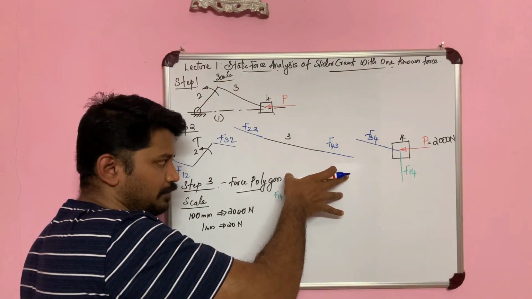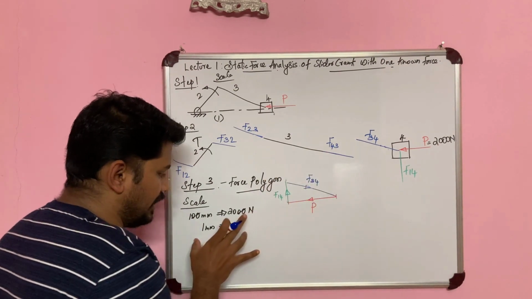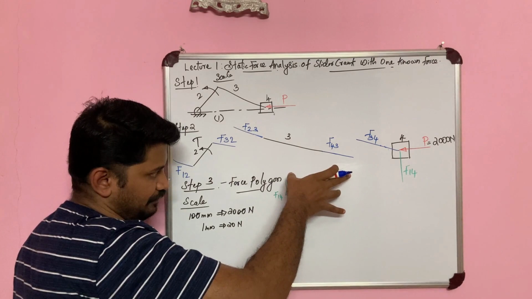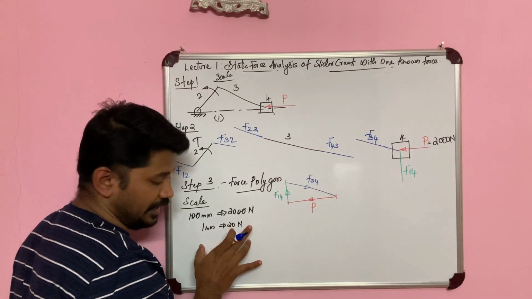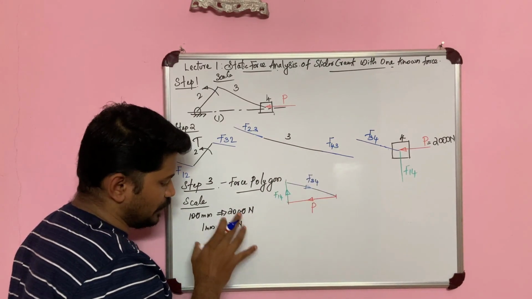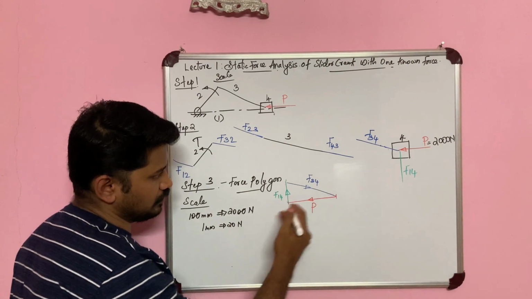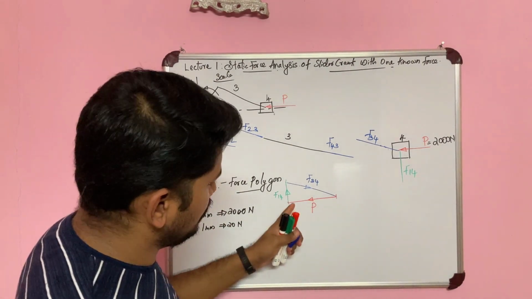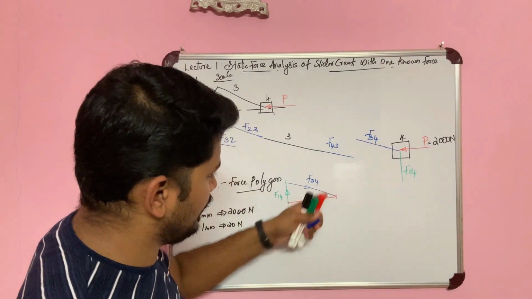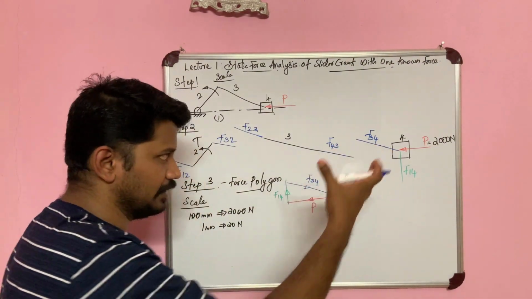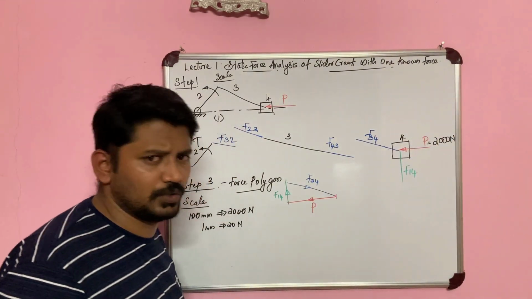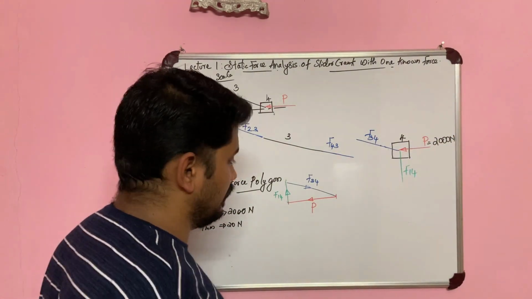Length I am measuring from here, and I am converting it back into this scale. So here F34 I am taking and converting it back into the scale. So I'll get a definite value. Maybe this is supposed to be a right angle, so this is the hypotenuse, and so this will be bigger. So you will get somewhere around 2300 or 2400 Newton.